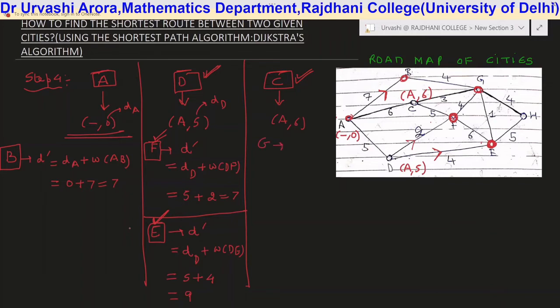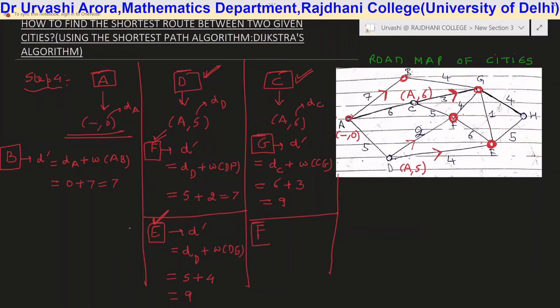So for G we make the calculations. Again we calculate the D dash for G. D dash is the distance travelled in moving till G. And when we are moving from the vertex C to G, imagine as if we are moving from C to G along the edge CG. So this is going to be DC, the distance travelled till C, plus the weight of the edge CG. DC is 6, so this is 6 plus the weight of the edge CG, which is 3. So this is going to be 9. So this is the D dash for the adjacent unlabeled vertex G.